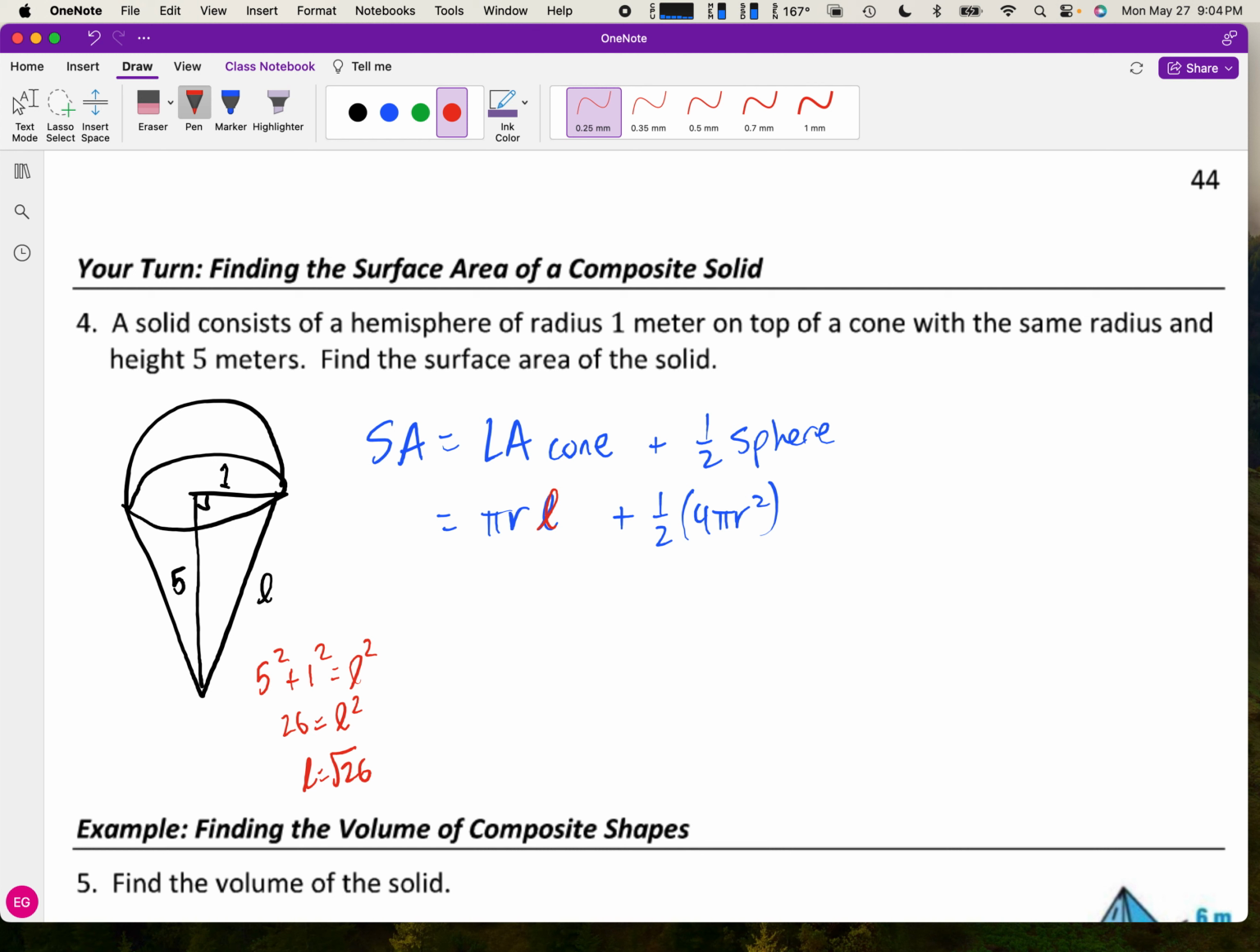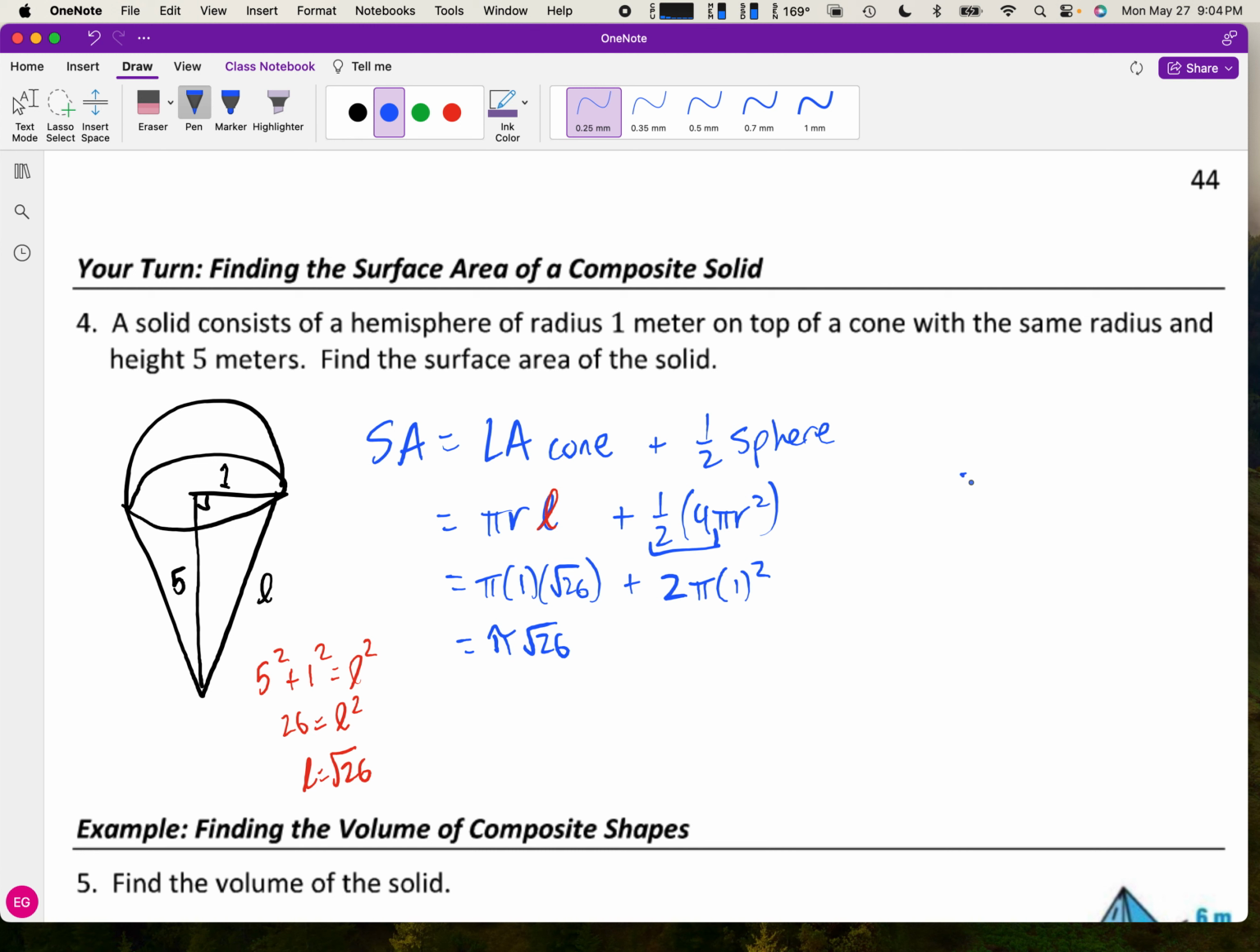All right, so when we go to plug this stuff in, I'm going to have pi, my radius is 1. We just figured out that the slant height is the square root of 26. And then over here, I'm going to do that same little shortcut. 1/2 times 4 is 2, and then pi times 1 squared for our radius. And we have 1 times the square root of 26. When we have square roots, we typically write the things in front of them. So I wrote this as pi square root of 26.